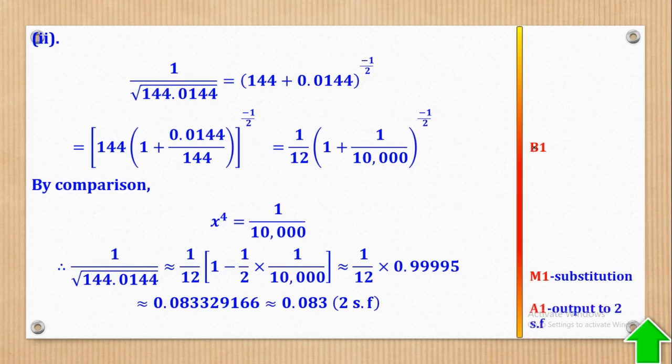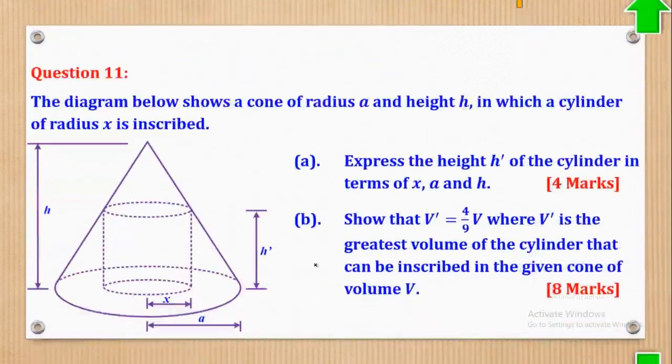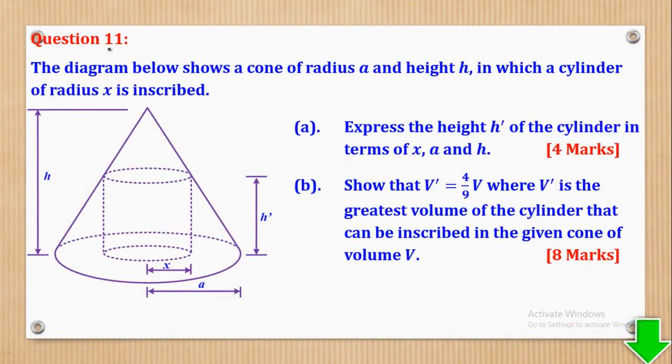So B1 for this expression, M1 for this substitution, A1 for the output to 2 significant figures. So that was question 10. Now we shall go to question 11.